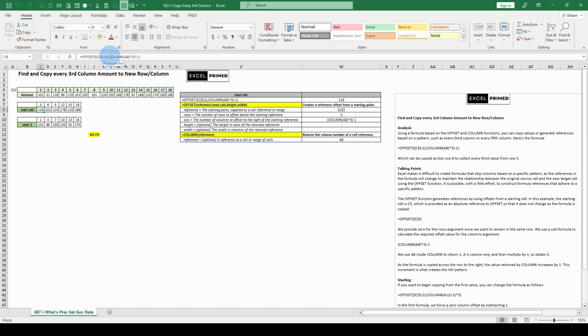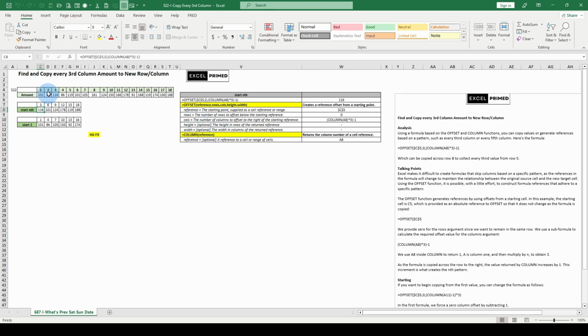Column A8. What column is this? 1. 1 times 3 is 3, minus 1, 2. What we have to look at is, where do we plant our flag? Right here, C5. And here, what did it say? It says 2. Column 2. Go over, and we got to count 2. That's 116. Notice there's no height or width.